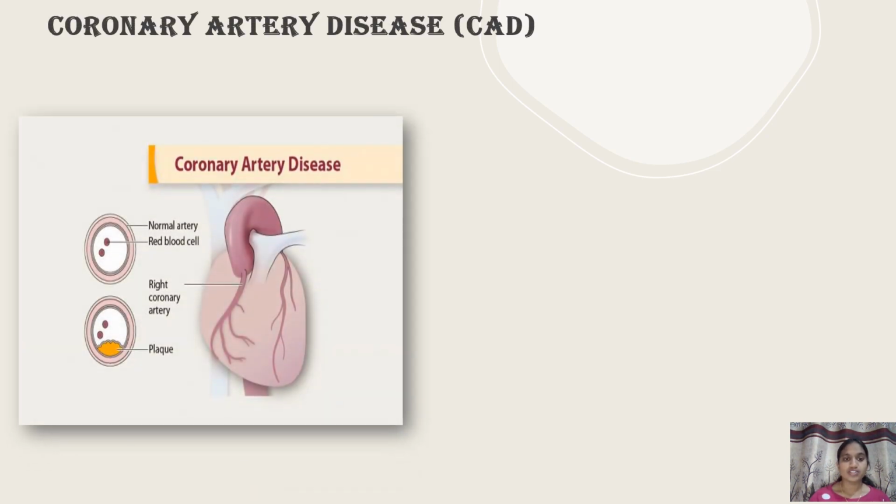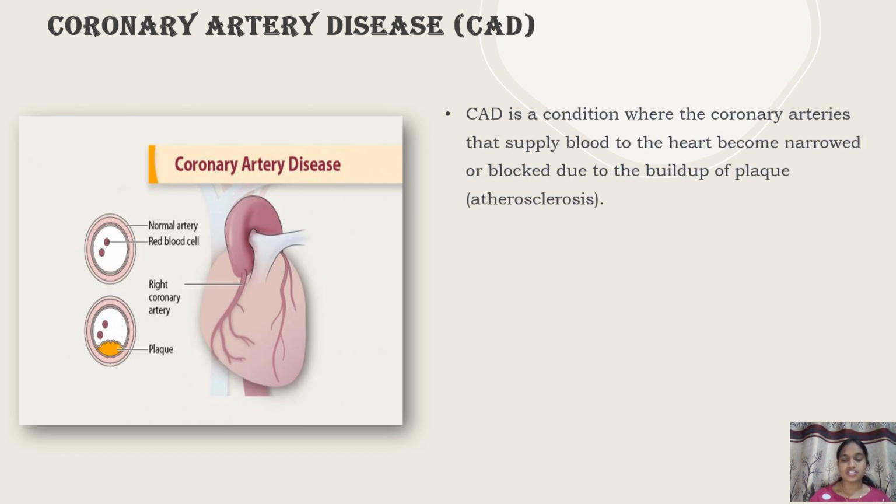So the first disease we are going to study today is coronary artery disease, that is CAD. So this is the representation of CAD. The coronary artery is filled with pure red blood cells. After the disease occurs, it has a deposit of plaque, called a cholesterol deposit, which blocks the pumping of blood. CAD is the condition where coronary arteries that supply blood to the heart become narrowed or blocked due to a buildup of plaque, that is atherosclerosis.